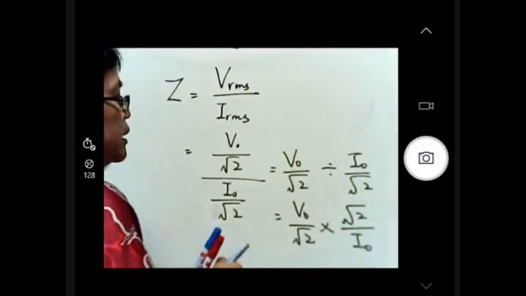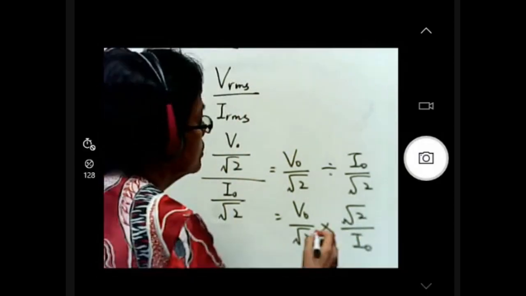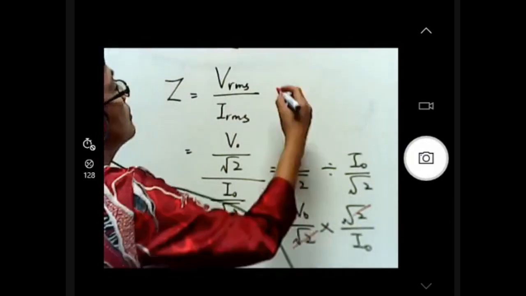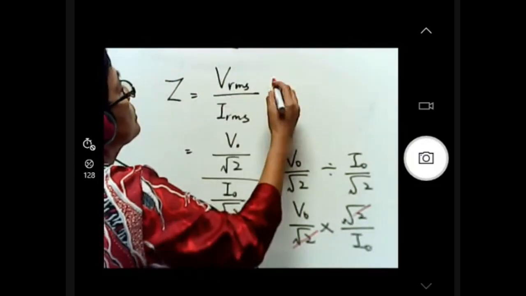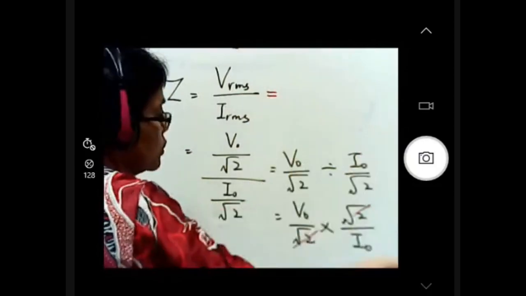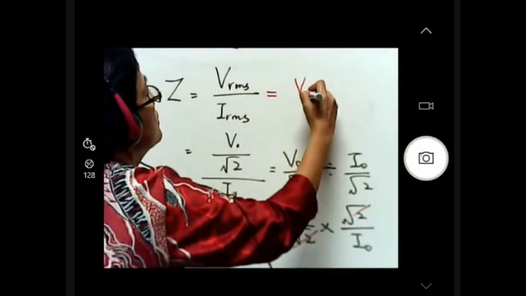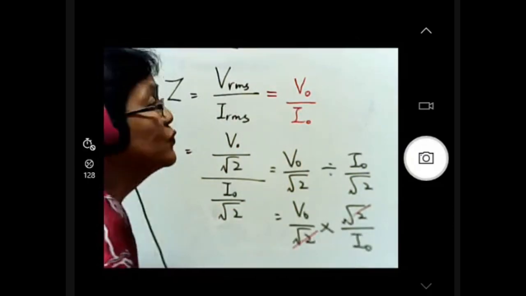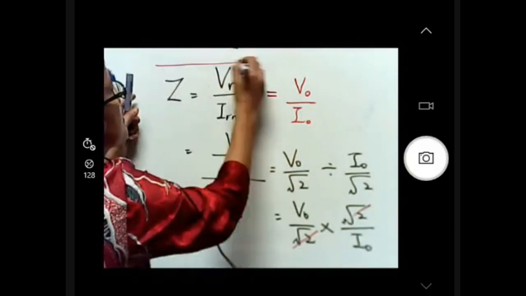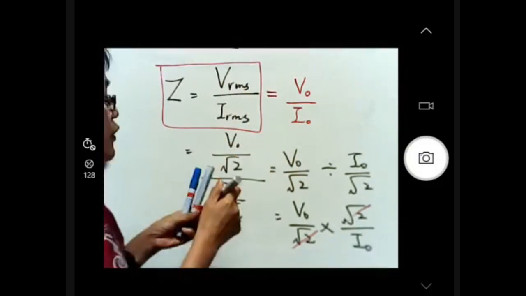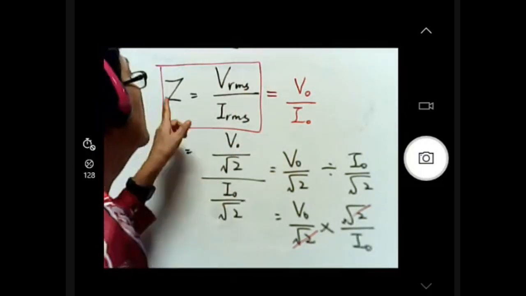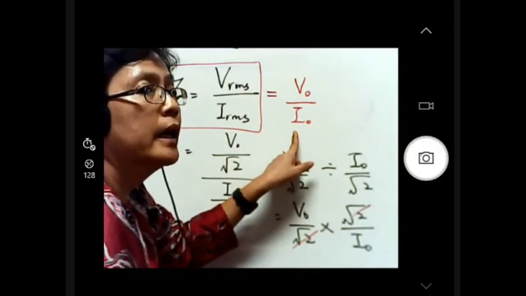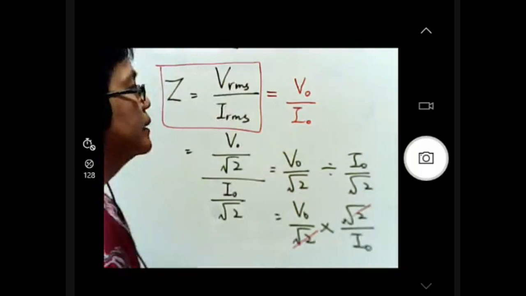Oh, that means you find that your root 2 you can cancel out. Once you cancel out, what do you get? That means V root mean square over I root mean square is also equal to V naught over I naught. But if they ask you for definition, it is only this. But from the definition, we find that impedance is also equal to peak voltage divided by peak current. Okay?